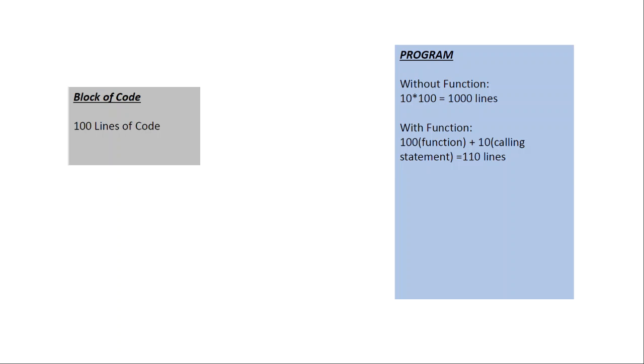Similarly, if there was an error in the block of code, then there occur 10 errors. If we implemented this in a function, then it will be just one error. So it also reduces the chances of error.